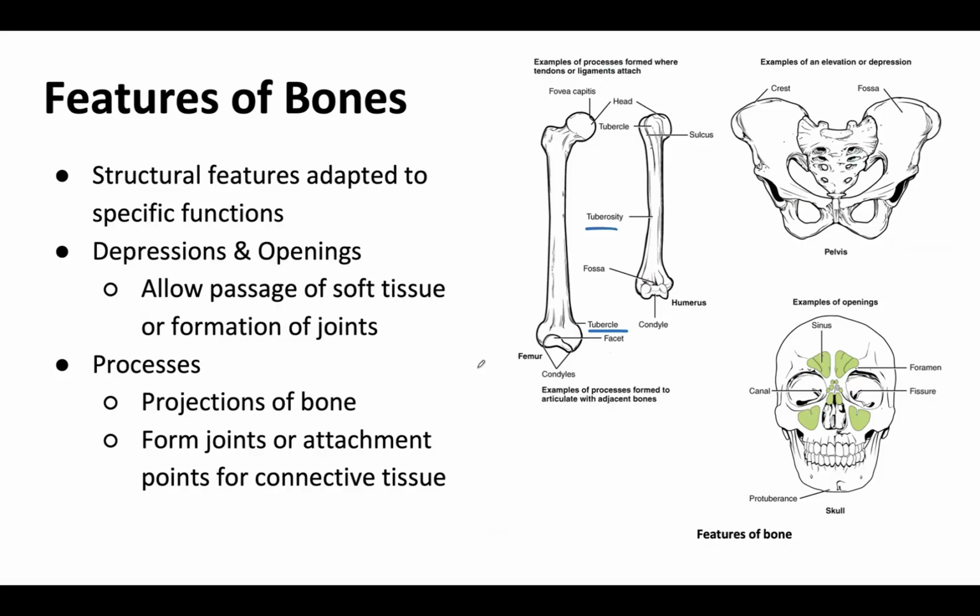So we typically divide these features into one of two main categories. You're going to have those depressions and openings, allowing for a passage of soft tissue or the formation of joints. And then we will also have processes, lots and lots of processes that are simply put just projections of bone. So these will form joints too, but they can also be attachment points for connective tissue, such as tendons and ligaments.